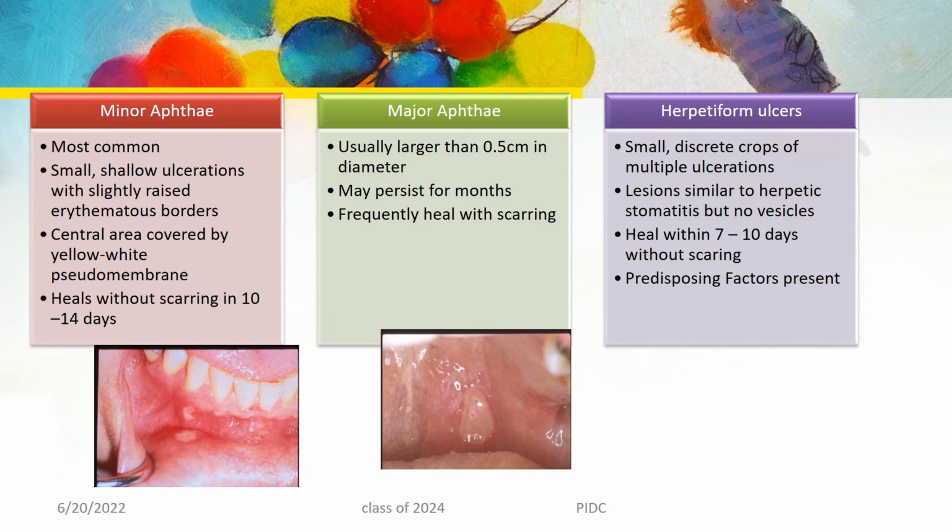So the difference between all three of them, as the name suggests: minor ulcers are the most common, and these are small shallow ulcerations with raised erythematous borders. The central area is covered with a yellow-white pseudomembrane. It heals within 10 to 14 days without scarring. Whereas major ulcers are usually larger than 0.5 centimeter in diameter, persist for many months, and frequently heal with scarring. Herpetiform ulcers are small discrete crops of multiple ulcerations. Lesions are similar to herpetic stomatitis, but there are no vesicles. It heals within 7 to 10 days without scarring. Predisposing factors may be present.